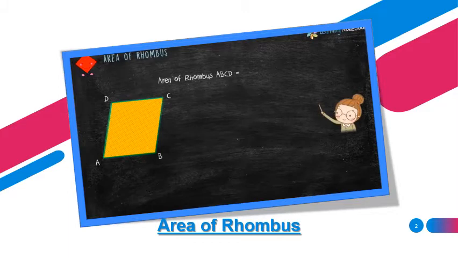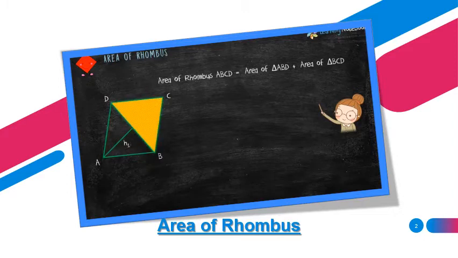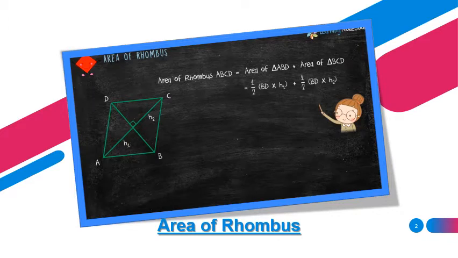Let's consider a rhombus ABCD. So area of rhombus ABCD equals area of triangle ABD plus area of triangle BCD. Area of triangle equals 1 by 2 into base into height. Therefore, area of triangle ABD equals 1 by 2 into BD into H1 and area of triangle BCD equals 1 by 2 into BD into H2.